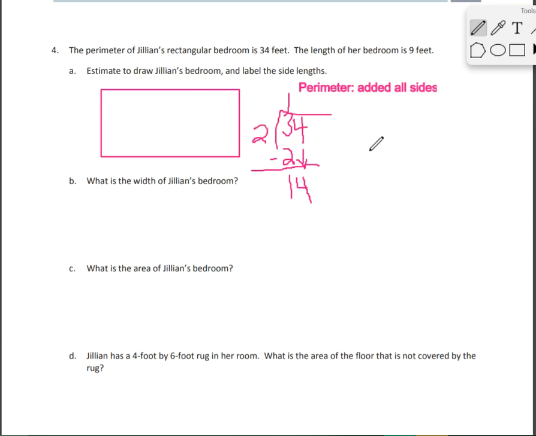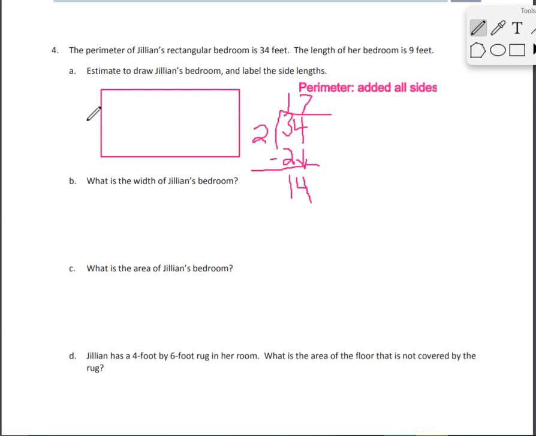And now I'm going to ask myself, how many times can I put 2 inside of 14? If you went, oh, that's 7, you are awesome. Good job. It is indeed 7. So now we know that both sides are going to add up to 17.